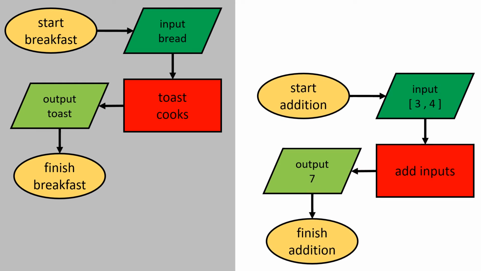This could also be a maths function. We can start an addition, we input 3 and 4, and those could be separate input objects if we like. Then the process will add those inputs, and if we add 3 and 4, then we get an output of 7 before we finish our addition.